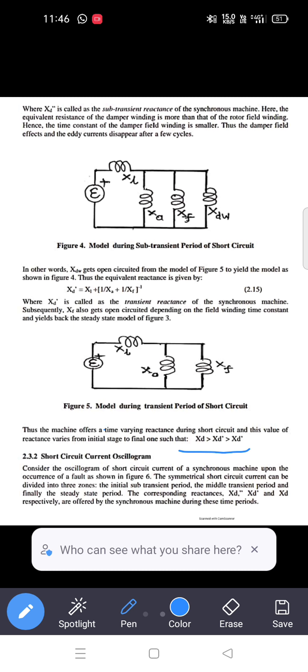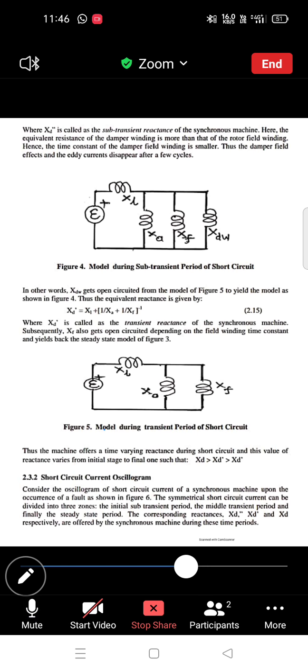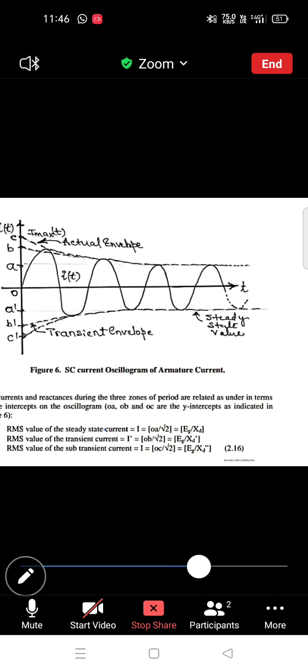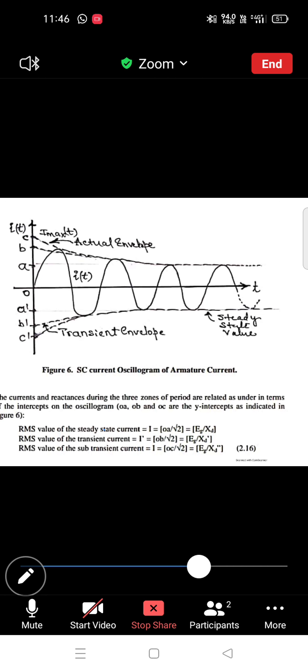Afterward the transient XD dash is less than XD, so the current will be high. And afterwards again the sub-transient XD double dash is very much less, so the current will be very much high. Now we can also say this with the short circuit current oscillogram. For the synchronous machine, after the DC offset current has been removed from it, we will find the current wave shape as given here.